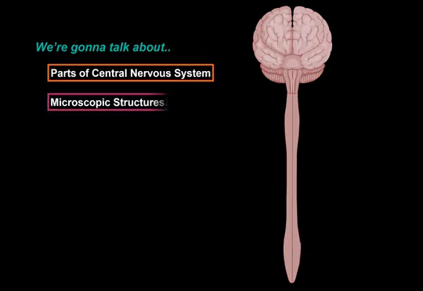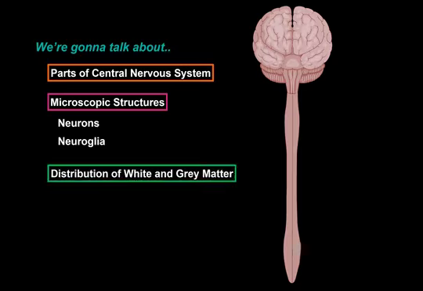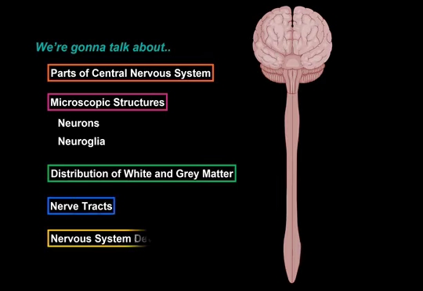Then we're going to go through the microscopic structures, basically understand what neurons and neuroglia are and how they're distributed in the central nervous system. After that, we will be talking about the distribution of white and gray matter and talk about nerve tracts, and then end by talking about the general nervous system development.